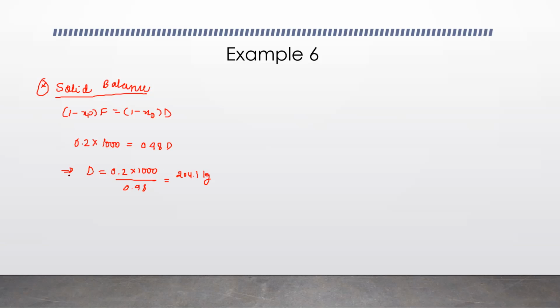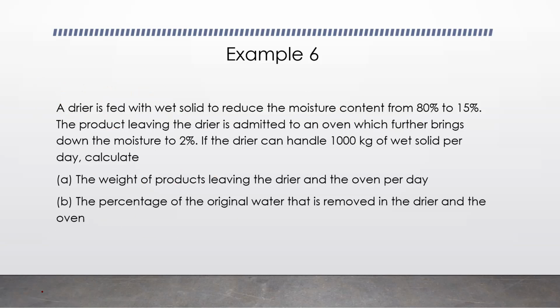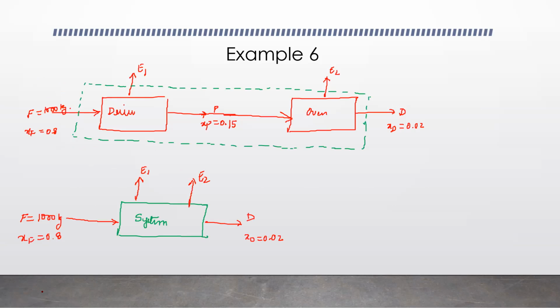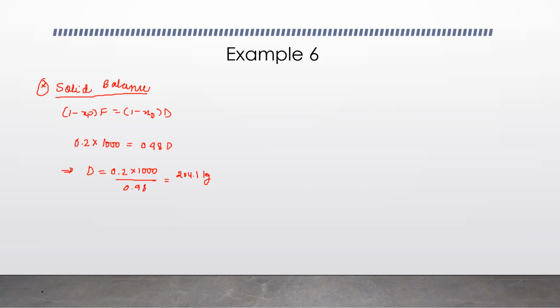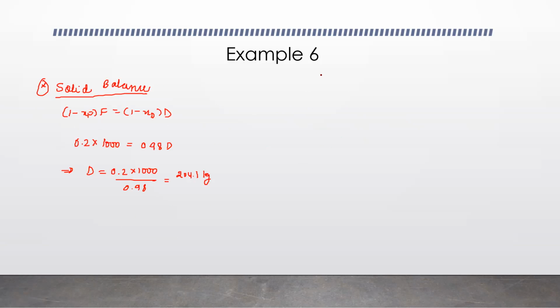Then we need to find P, that is the weight of products that are leaving the dryer. This is the weight of product that is leaving the oven. Then we have to find the weight of products that are leaving the dryer. For that, we are now going to draw the material balance diagram for the dryer. So block diagram for the dryer. This is my dryer.